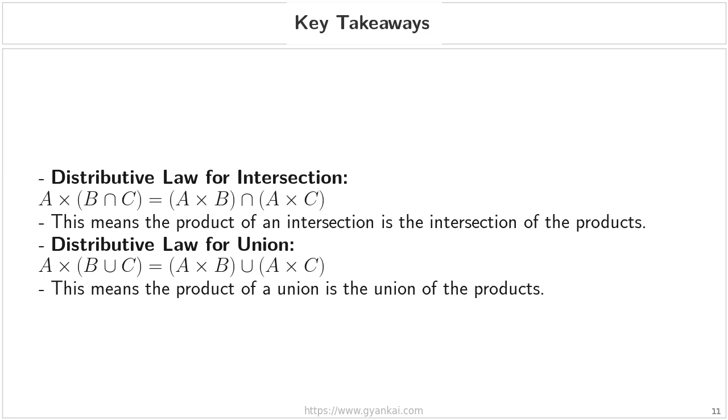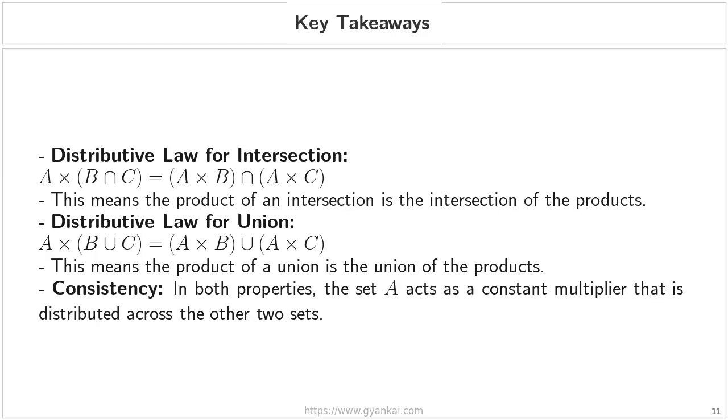Next, we have the distributive law for union. Just like our outfit example with the shirts and pants, the formula is A cross (B union C) equals (A cross B) unioned with (A cross C). This means that the product of a union is equal to the union of the products. Finally, I want you to notice the consistency between these two rules. In both properties, you can think of set A as acting like a constant multiplier. Just like the number A in algebra, set A is being distributed across the other two sets, whether we are dealing with an intersection or a union. As long as you keep this pattern in mind and avoid the common mistakes we discussed, you'll master this topic in no time.